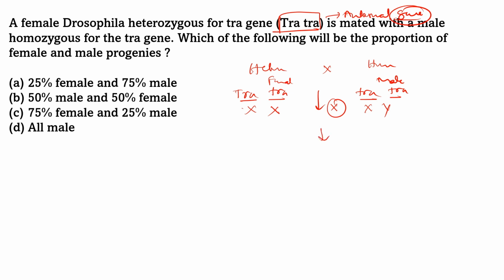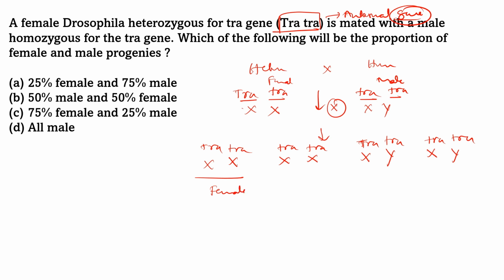So now if we just look into the combinations, first combination: X capital TRA from female, X small TRA from male. Second one, small TRA with again small TRA from male. Third, X capital TRA from female, Y from male. Next, this is capital TRA, small TRA, Y, small TRA from male. So out of these four combinations, what will be the sex of these individuals? The first one, obviously it is XX, it will be female. Secondly, it is XX with both homozygous tragene. I will just explain this later. Okay. Third one, X and Y, it is male, and fourth, it is male.